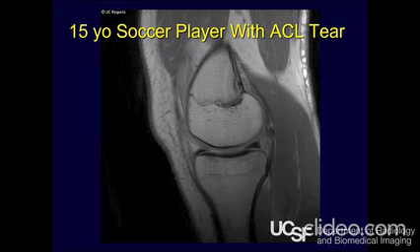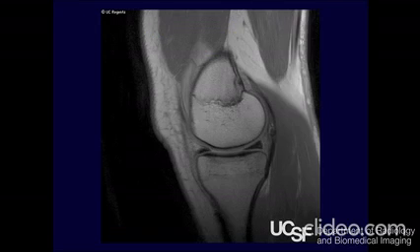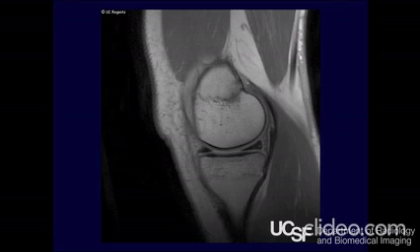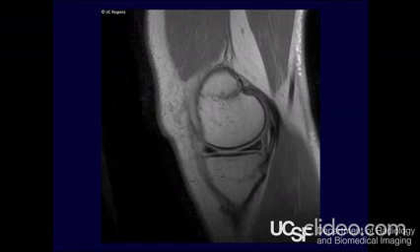Now let's start with some ACL tear pearls. A 15-year-old soccer player with an ACL tear. I all of a sudden start thinking of all the different kinds of meniscal tears you might have with an ACL tear. So we're on the medial side. There's one particular kind you see here. And this is not fat sat, so you might miss this one.